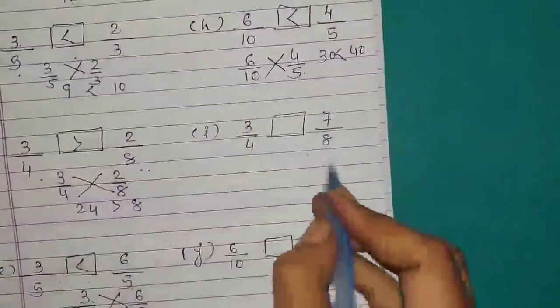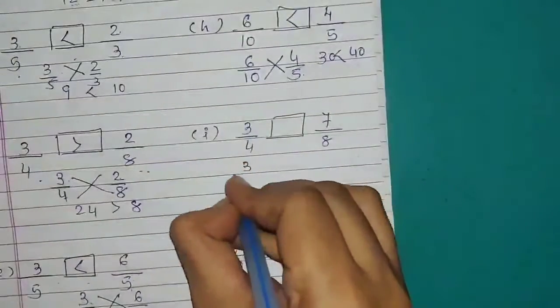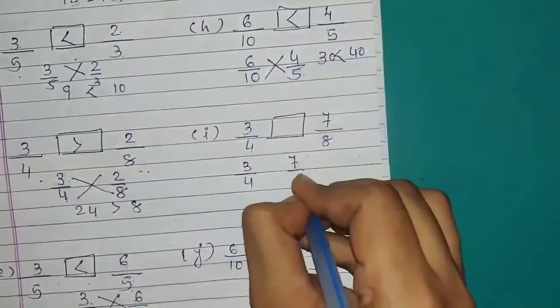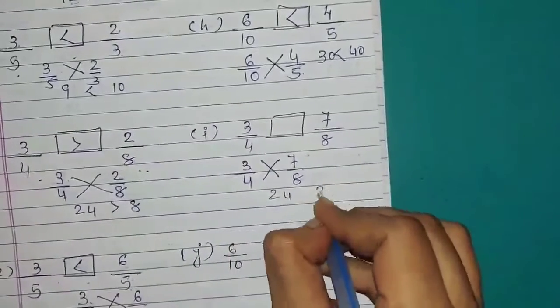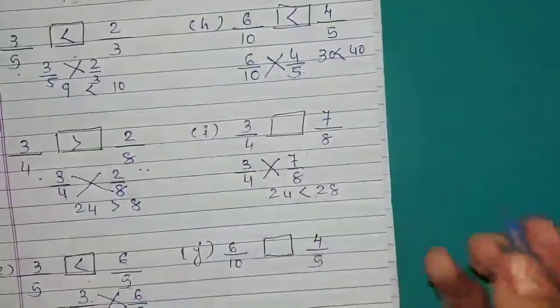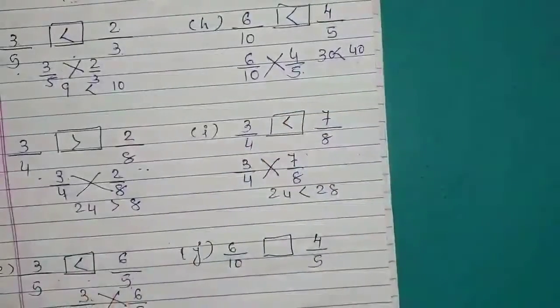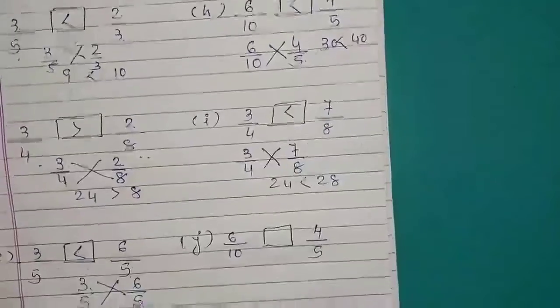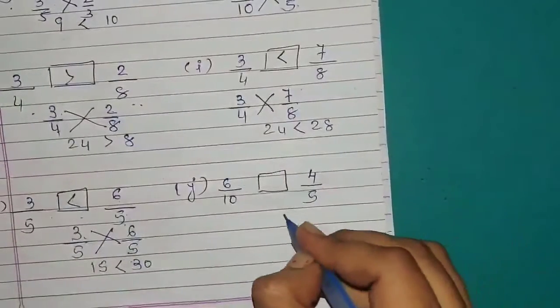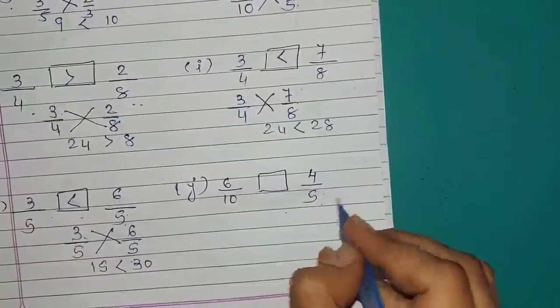Now 3 upon 4, 7 upon 8. So 3 upon 4, 7 upon 8, cross we will do. 3 8s are 24, 7 4s are 28, 24 is less than 28, so 3 upon 4 is less than 7 upon 8.